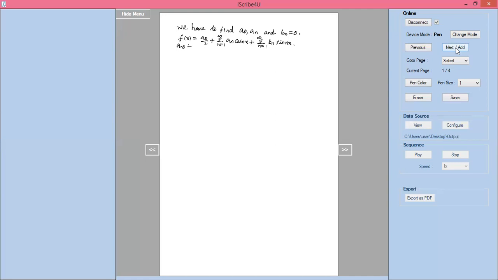Now I can find the value of a naught. The formula for a naught is 2 by pi into integration of 0 to pi f of x into dx, and an equal to 2 by pi into integration of 0 to pi f of x into cos nx into dx, bn equal to 2 by pi into integration of 0 to pi f of x into sin nx into dx. This one is a naught, another is an, another is bn. But bn I don't want because it is 0. If you write it or not, no problem. In the previous problem I have not written it.